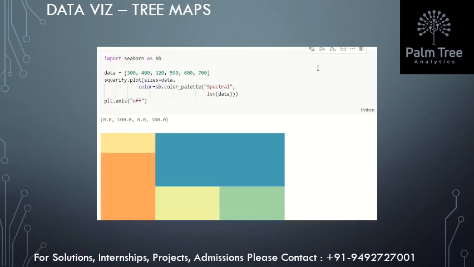Squarify is the best fit when you have to plot a tree map. Tree maps display hierarchical data as a set of nested squares or rectangles based visualization.